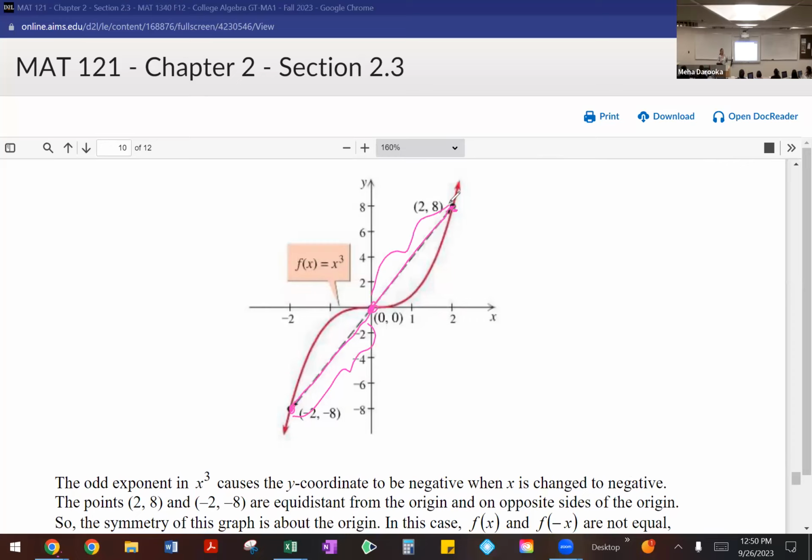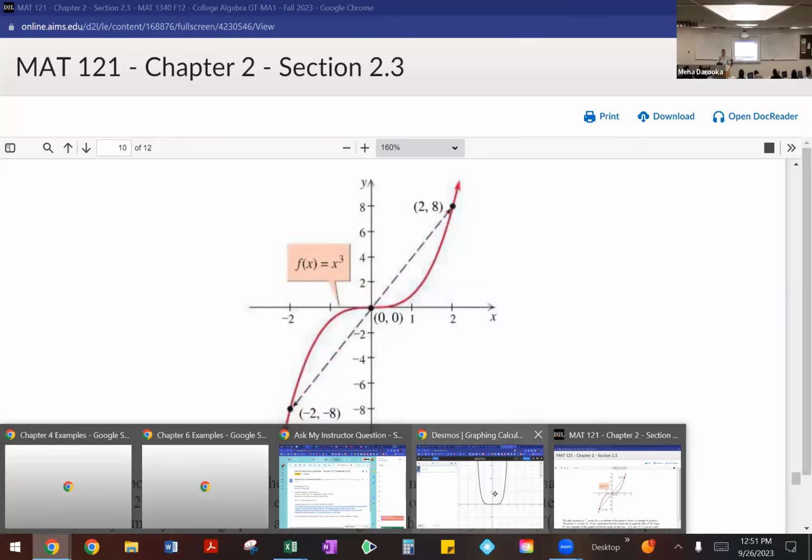So with the origin, it may be a little bit hard to visualize because, like I said, you cannot do the whole folding thing, but we're talking about in terms of distances. So the idea is the distance from (0, 0) to this point (2, 8) is going to be the same as the distance from (0, 0) to the point (-2, -8). Same equal distance between the two points. And that's going to be true for all odd functions.